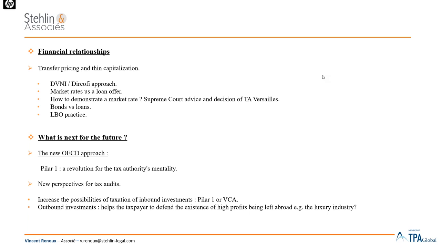So, in fact, the burden of proof is on the taxpayer when he documents his tax documentation, his transfer pricing documentation, and when there is a tax adjustment, the tax authorities have a lower burden of proof because they just can challenge the method used and substitute another method, present their benchmark analysis, and in fact the burden of proof is reversed on the taxpayer in that case. And this is not really challenged by the courts, that will just examine the various arguments of the parties.